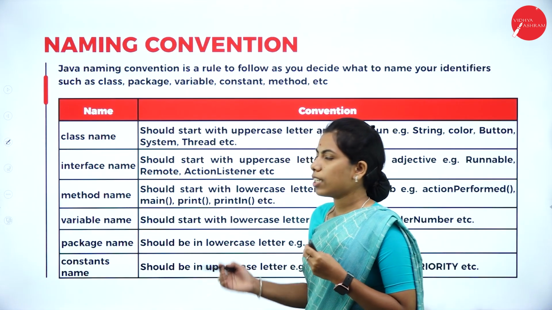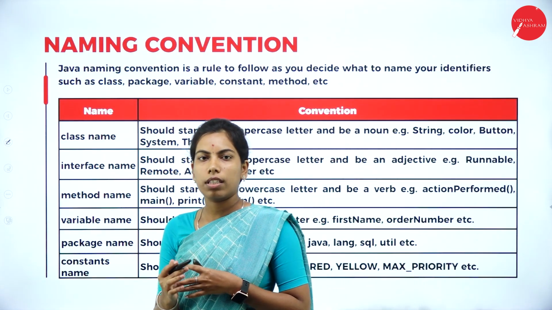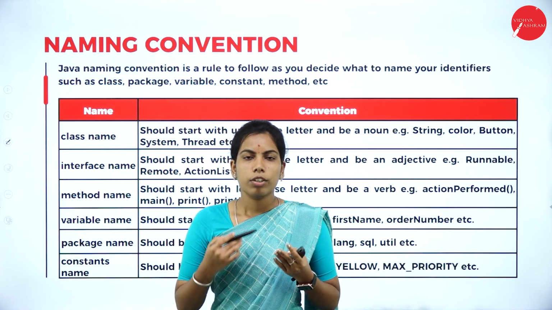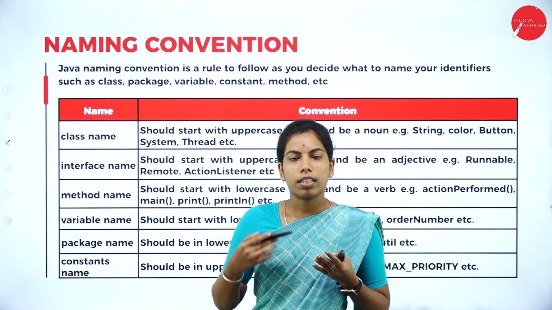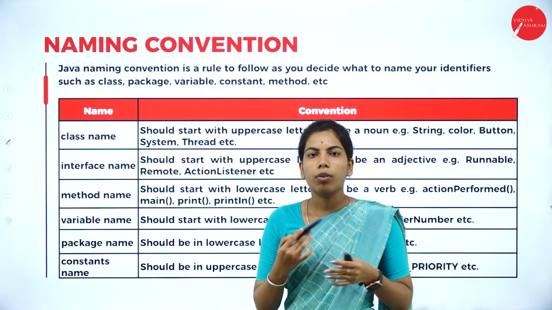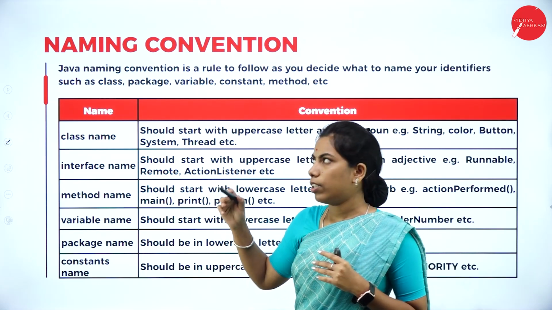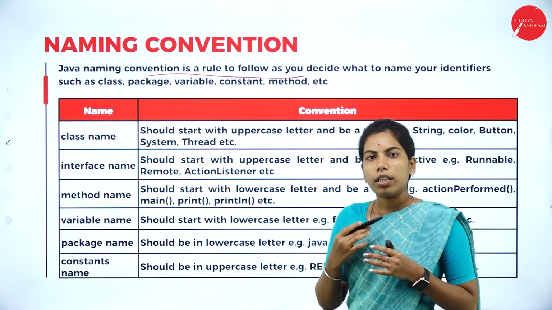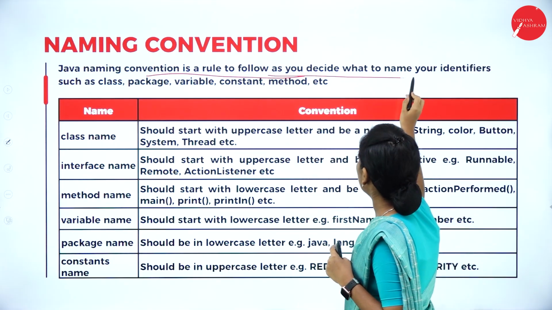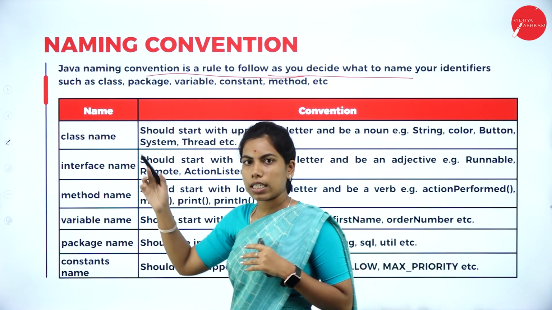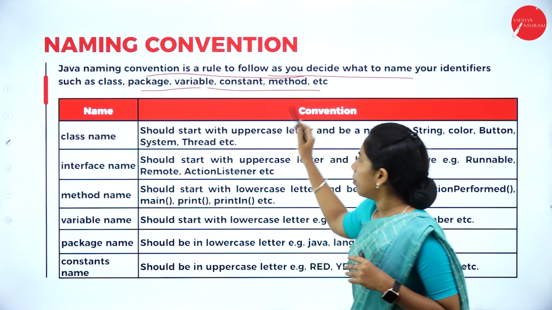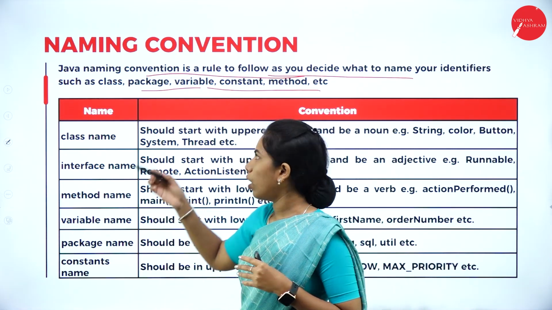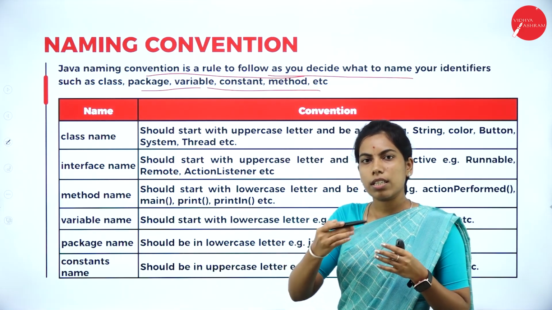Next we can see naming conventions. Naming conventions are nothing but how to give names to the packages, classes, the static main, and also variable names. That is a naming convention. So let's see the definition. Java naming convention is a rule or law we have to follow. You decide what name you have to give, such as for class, package, variable, constants and method. So how to give the name for the method, class, main function and packages. Let's discuss one by one.